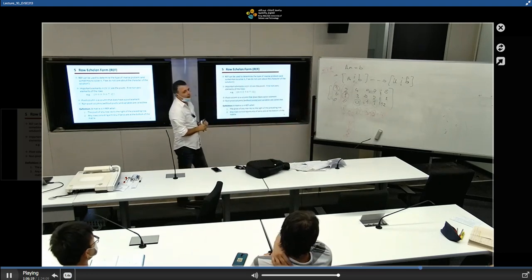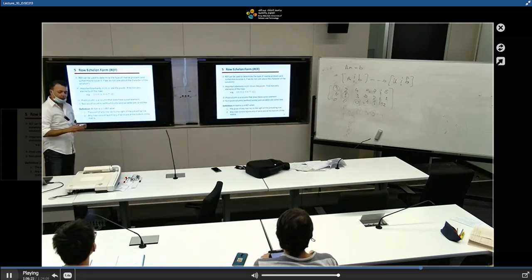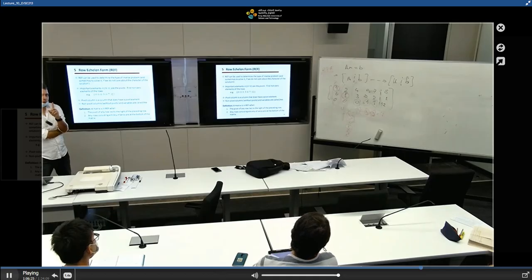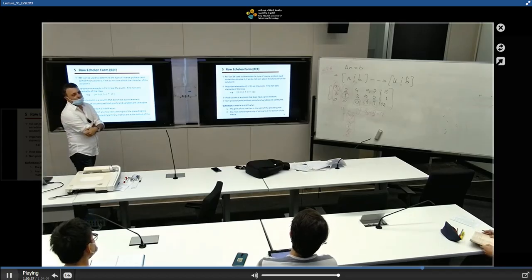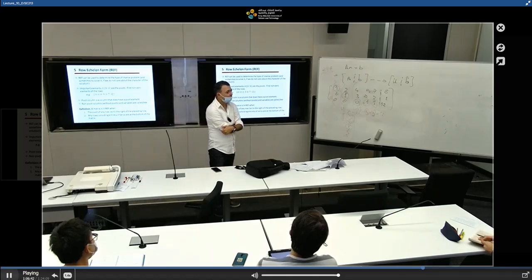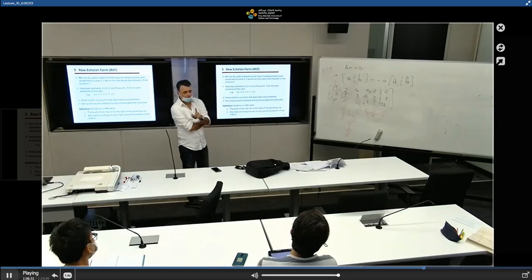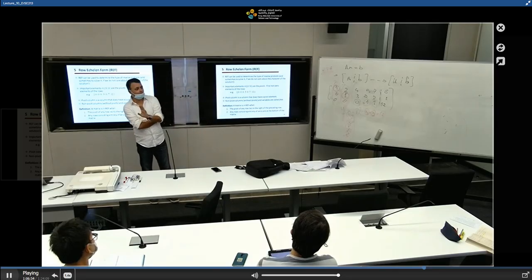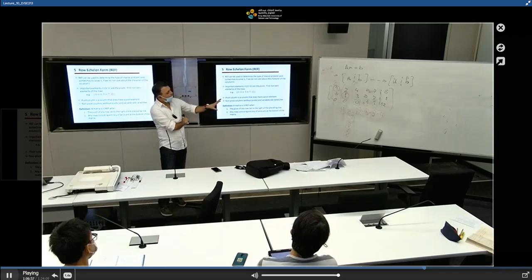By looking at the row echelon form, you can quickly tell me, Ibrahim, this Ax equals b has a solution. Has a solution. I don't care, unique or not. I'm saying it has a solution or it doesn't have a solution. When does it have a solution? I'm not saying unique or not. You can look at the row echelon form right away and tell me, Ibrahim, this has a solution, this doesn't have a solution.